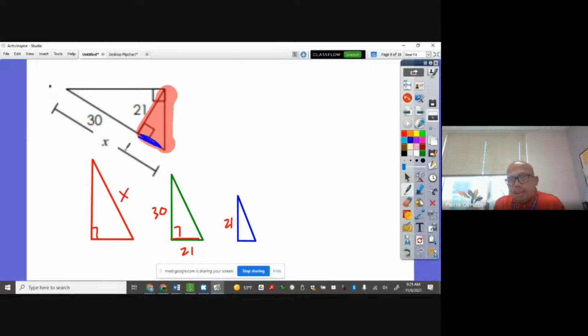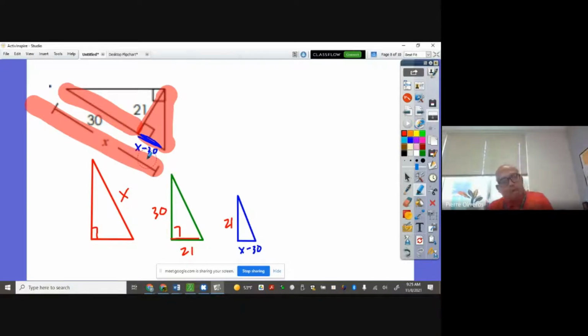And for the smaller one, I know that the longer leg is 21, but the shorter side here is what? That is not 30, that's not x, but that is x minus 30. x minus 30. How did I know that one? Because this portion is 30, the entire thing is x. So if you subtract them, I get the smaller value, or the difference of 30 and x. Okay?